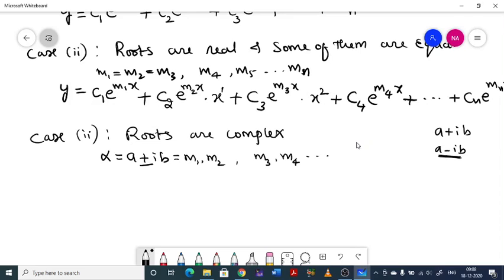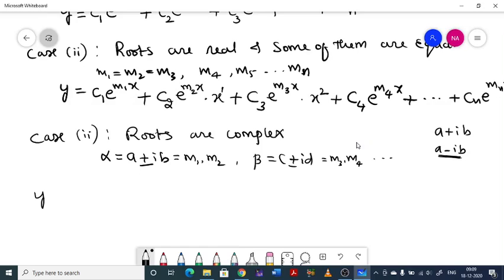So alpha plus or minus i beta means alpha plus i beta is one root, alpha minus i beta is another root. So two roots are counted, m1 and m2 are done. Then m3, m4, m5 remain. These are real numbers. And in the worst case you may have one more complex root, c plus or minus id. Then this counts again two roots, that will be m3, m4 and so on, the remaining.